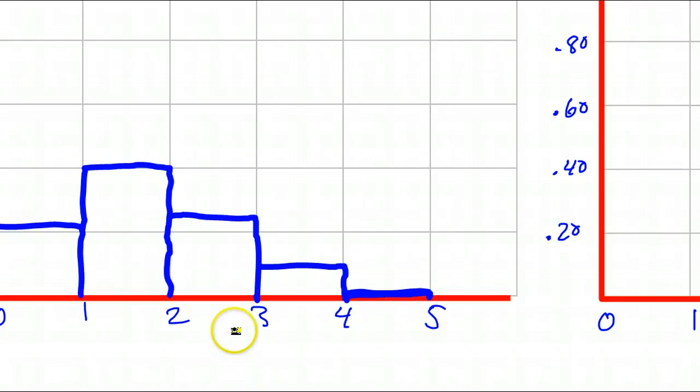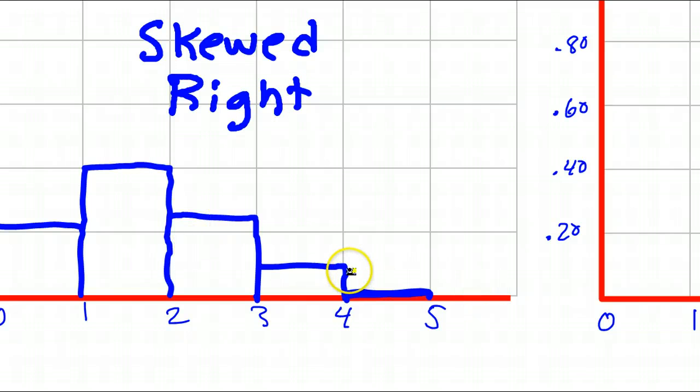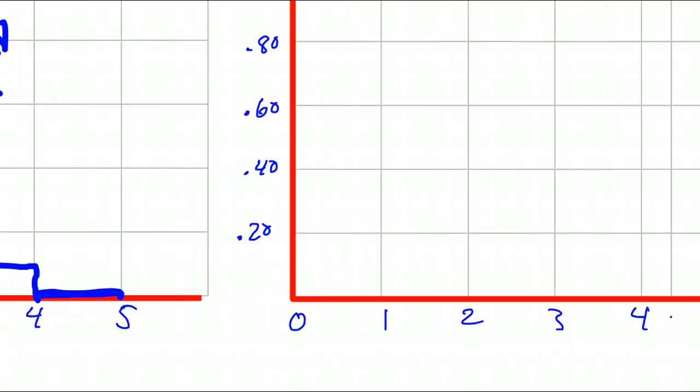The shape of it, this particular one, would you say this is skewed left, or is it skewed right, or is it symmetric? Alright, I'm hoping that you see that this is skewed right. See how if it has a tail, the tail is going to the right? Look at the tail when you're judging how far it's skewed.